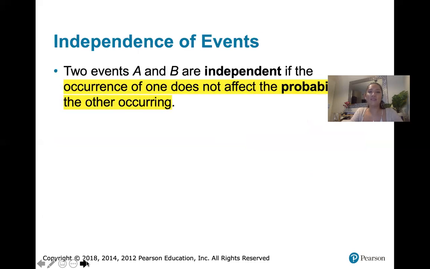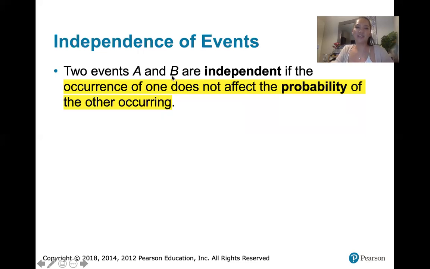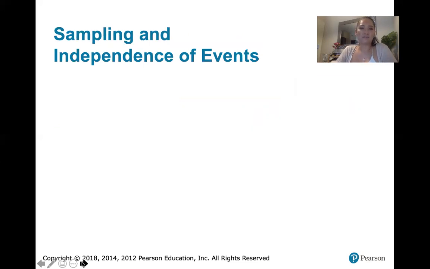Now, the definition of independence of events is really important. We say that 2 events, A and B, are independent if the occurrence of one of them does not at all affect the probability of the other occurring. So if one happens and it has no effect on whether or not the other one happens and the probability that that happens, then we say the events are independent. And if they're not independent, we call them dependent.